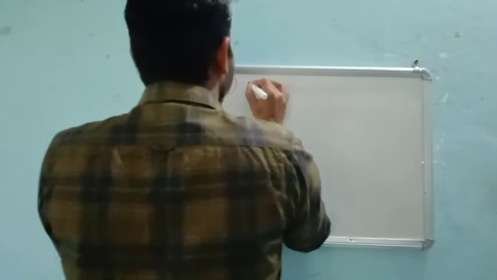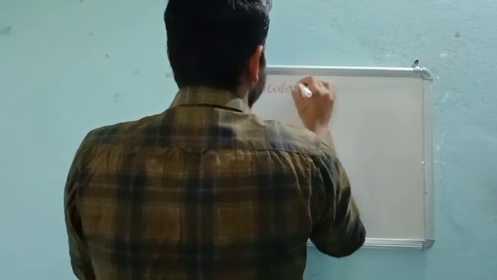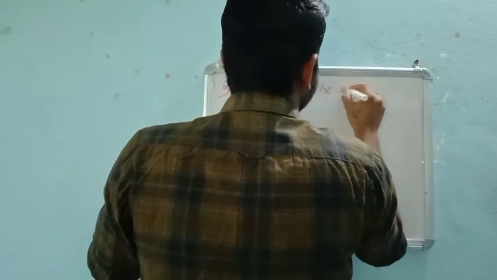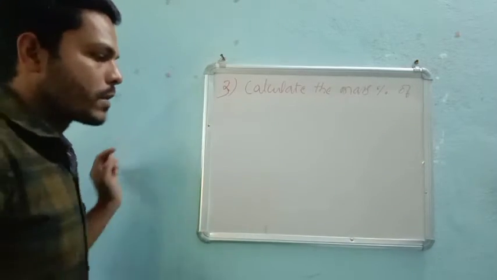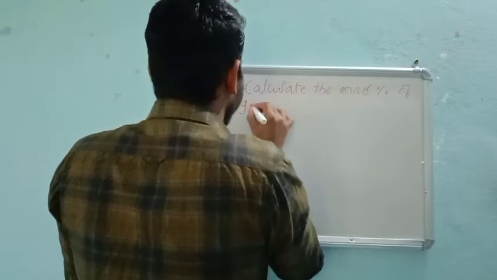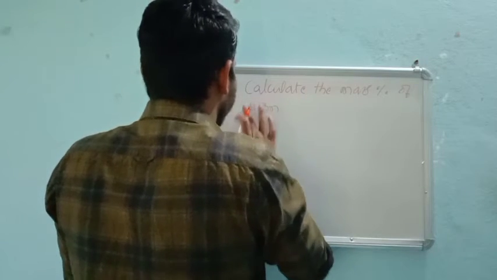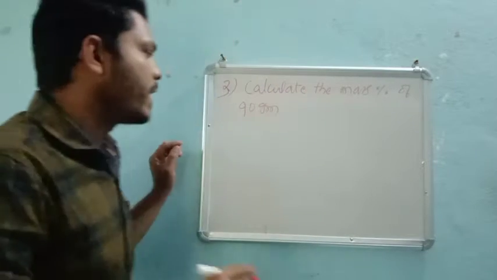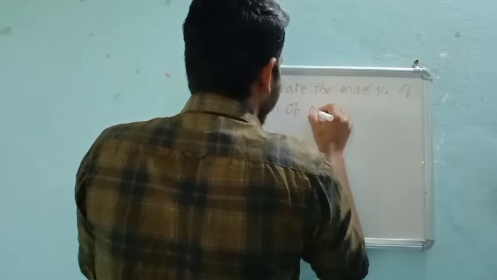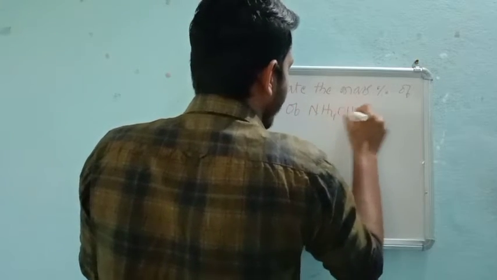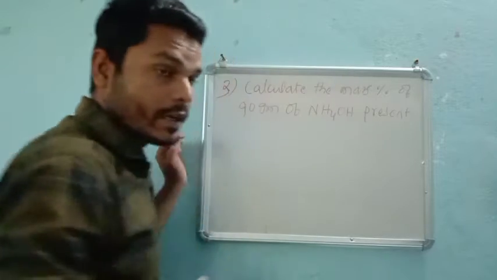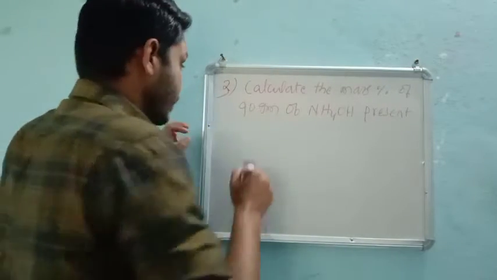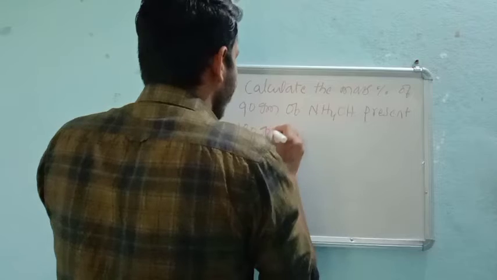Calculate the mass percent of 90 gram of NH4OH, ammonium hydroxide, present in 180 gram of water.